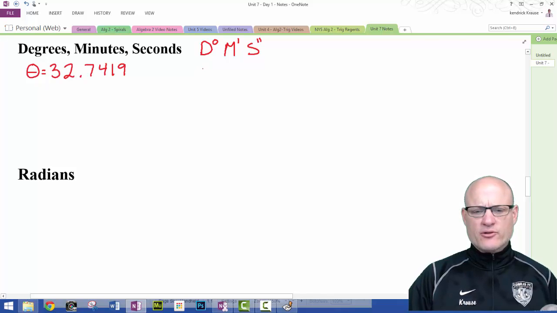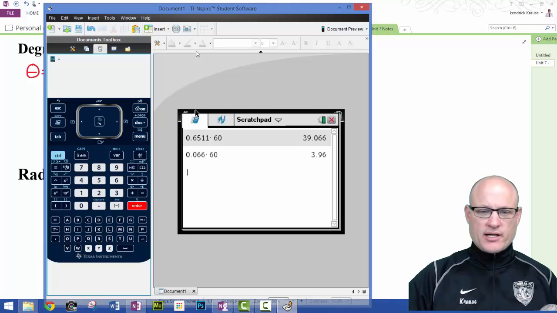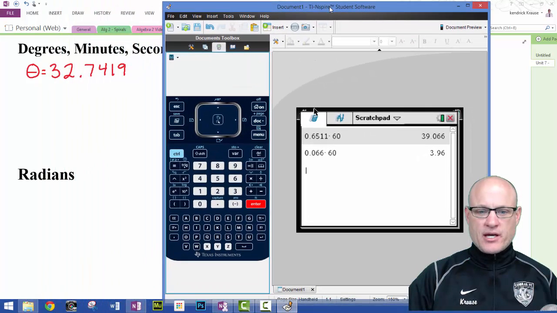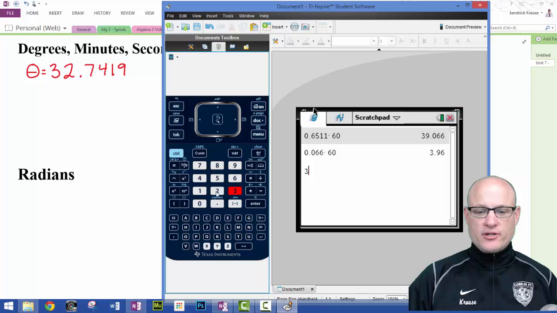But the calculator is going to do it for us. So in this one, we will take out the calculator, and first type in 32.7419, and we have to DMS it. I'm not sure your teacher will call it that, but we're going to DMS it.